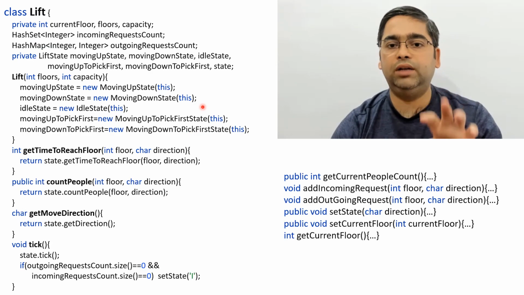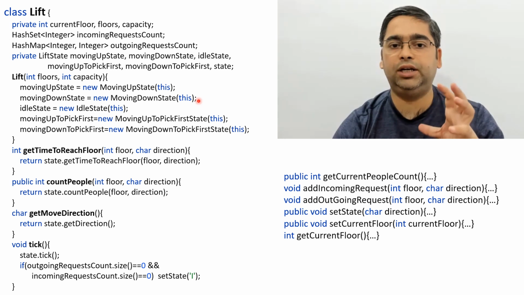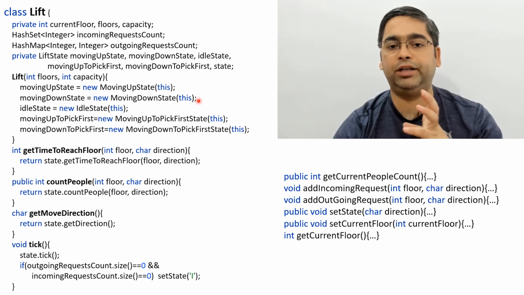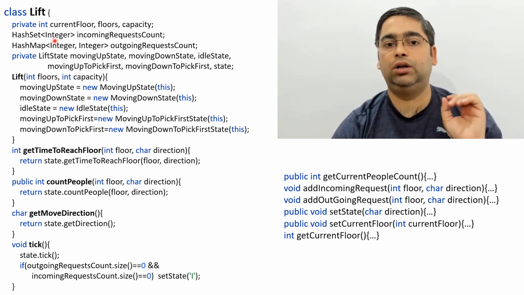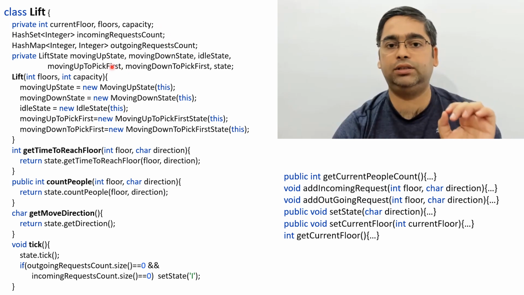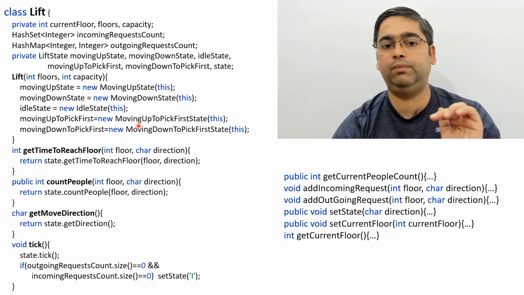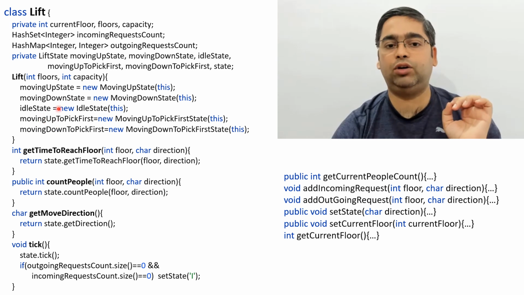Now class Lift is going to use all these state classes to simplify the implementation of its different methods. They would have been complicated had we not used these states. So it initializes all these state objects once: moving up, moving down state, idle state, moving up to pick first, and so on. And there is the current state of the lift. It initializes with the idle state.